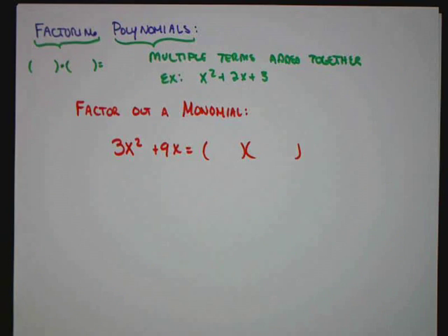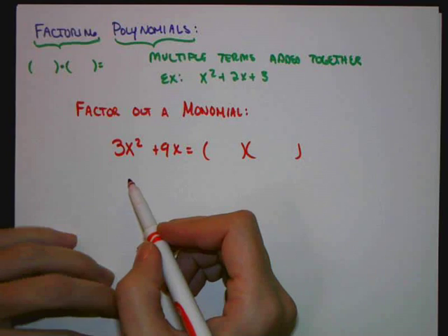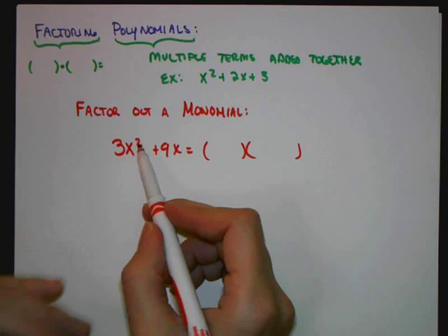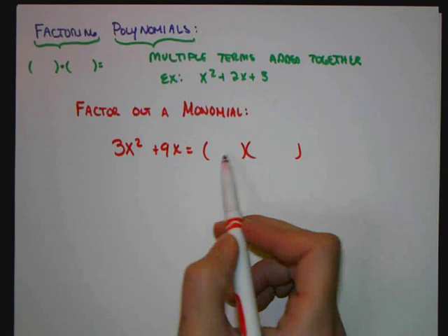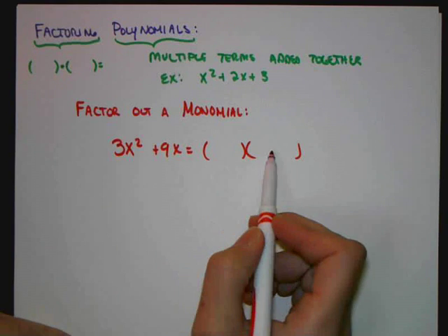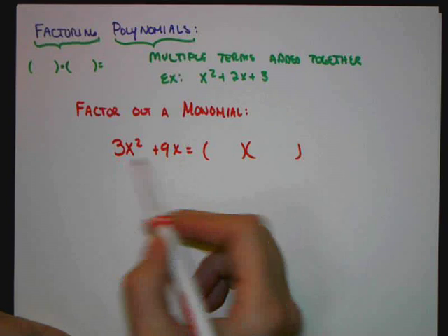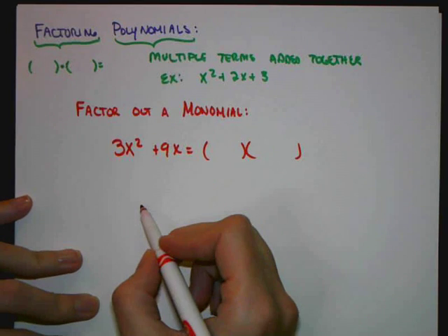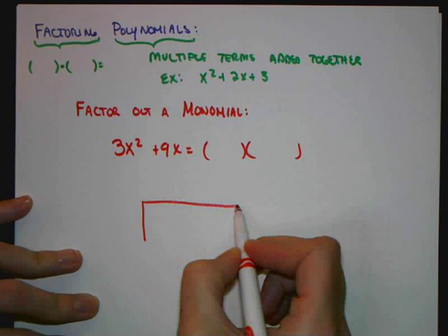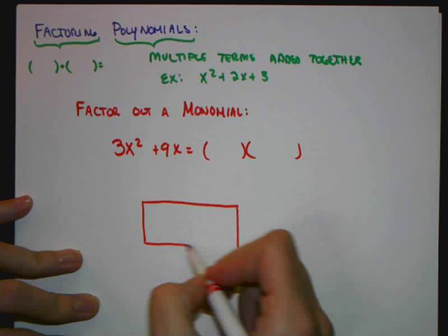First, we're going to look at cases where all we have to do is to factor out a monomial. That means to factor out one term. So an example of a problem where we'll factor out a monomial looks like this. 3x squared plus 9x equals. And we're trying to break it into two things that when we multiply them together will result in this expression, 3x squared plus 9x.